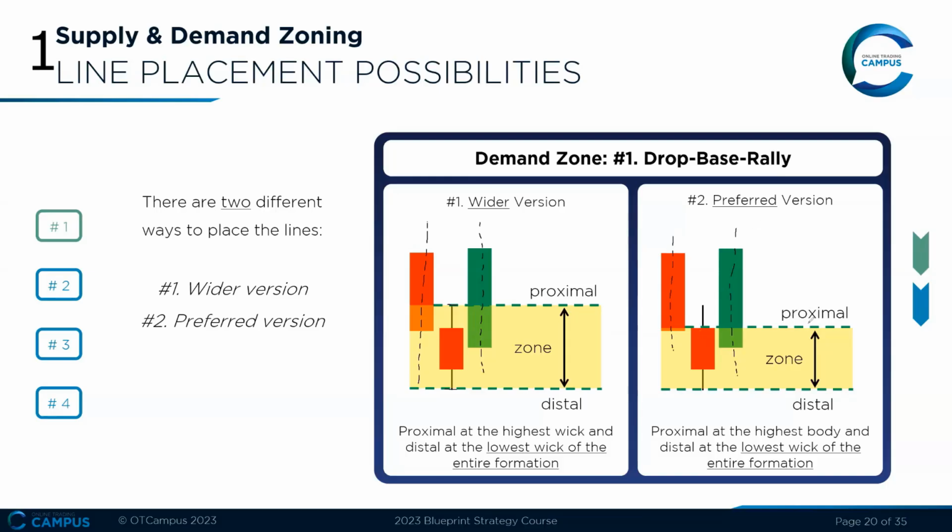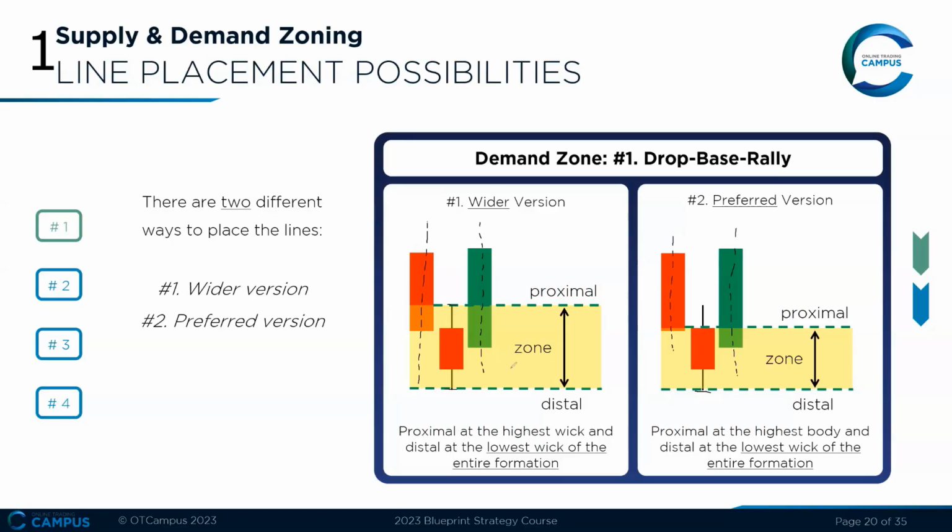Now the proximal line goes slightly lower. We don't take the entire range of the basing candles. We just take the range from the upper body. So the proximal would be at the highest body of the basing candles, and the distal would be at the lowest wick of the entire formation.